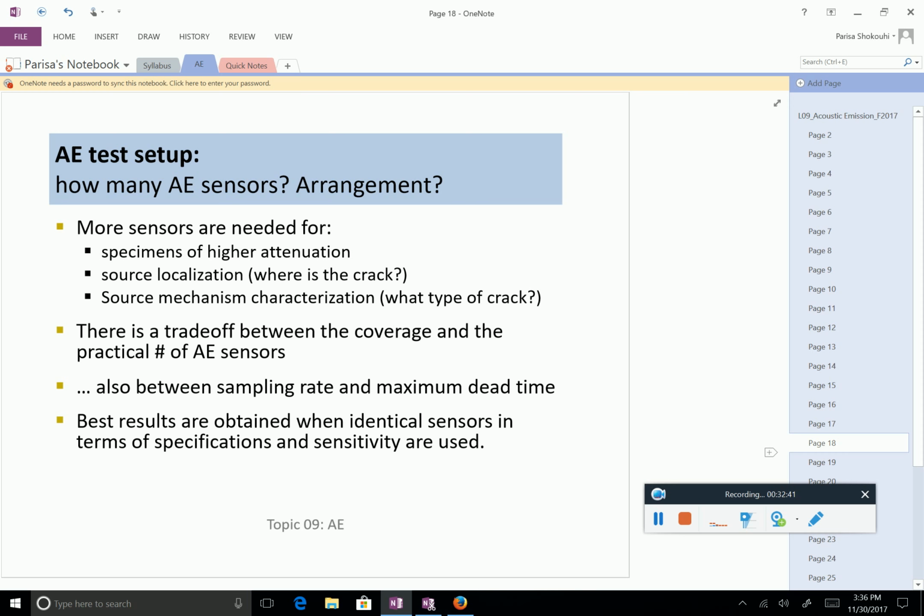If you want to do any kind of localization or characterization, you need to have a minimum number of sensors. If your medium is very attenuated, you need to have more sensors, because if it's very attenuated and you have only one sensor, most of the events don't even get to it. But if you have a lot of sensors, remember the data acquisition, everything becomes slower, the dead time becomes larger, it will be very difficult to handle the data. So you need to find a trade-off between the number of sensors and what you actually want to achieve.